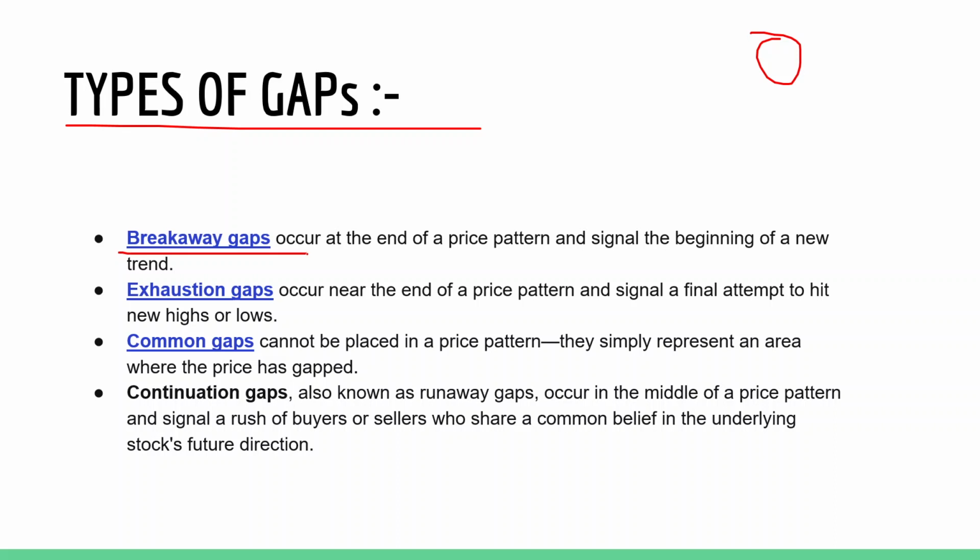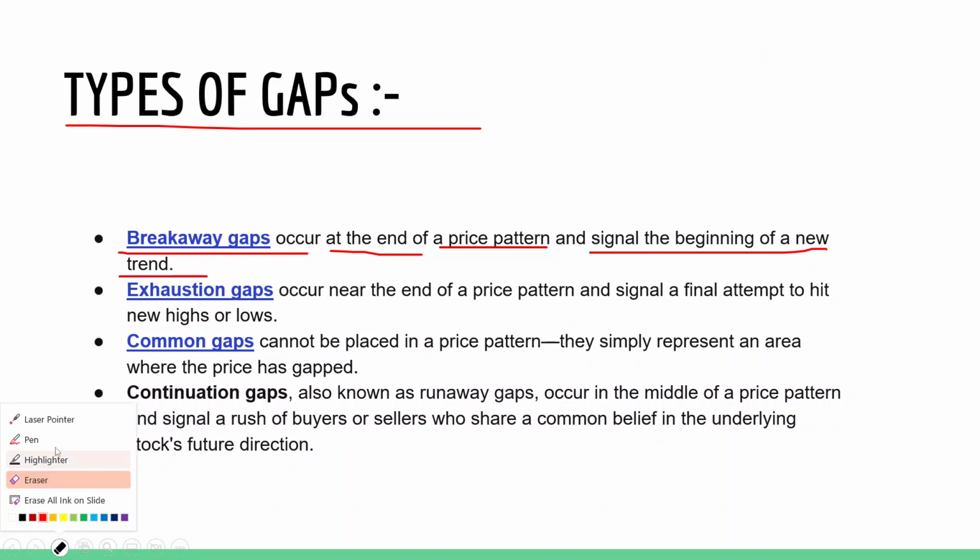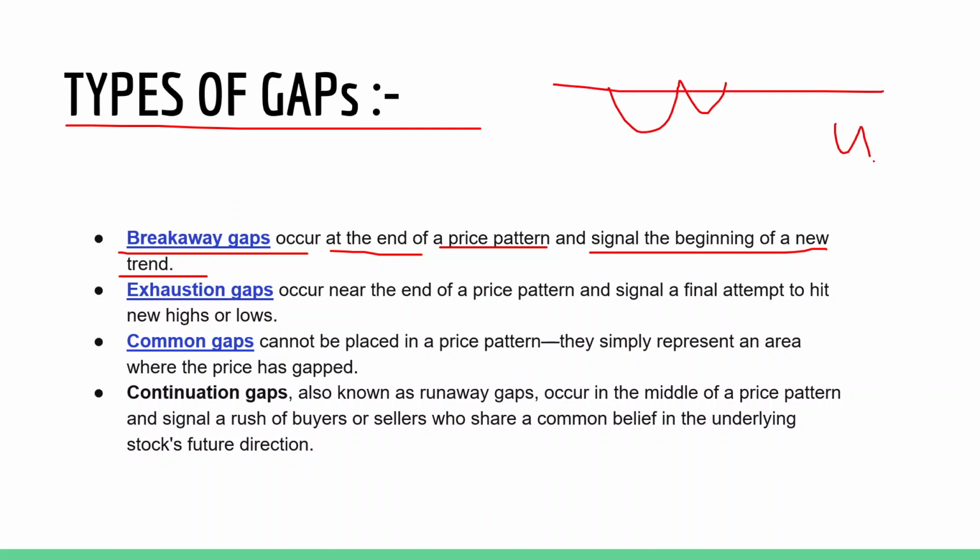The first one is the breakaway gap. It occurs at the end of a price pattern and signals the beginning of a new trend. What I mean by that is, it occurs at the end of a price pattern. You know what price patterns are, like a cup and handle, an inverse head and shoulders, a head and shoulders, or a triangle.